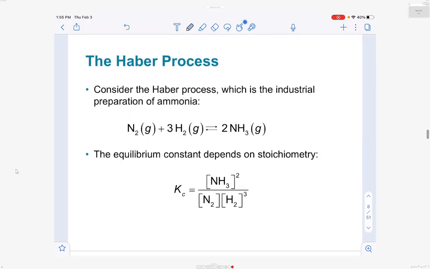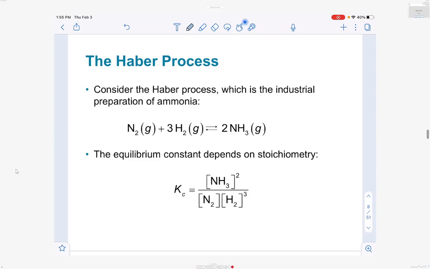So the Haber process is the industrial preparation of ammonia from nitrogen and hydrogen. This process is important and critical for fertilizer production. This Haber reaction is known to be an equilibrium reaction in a closed system.